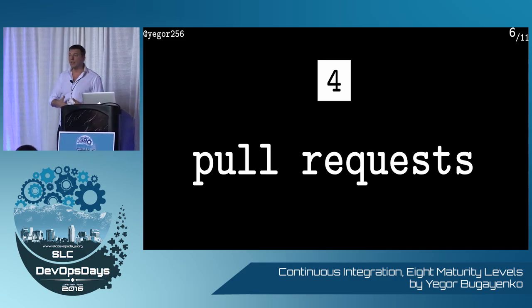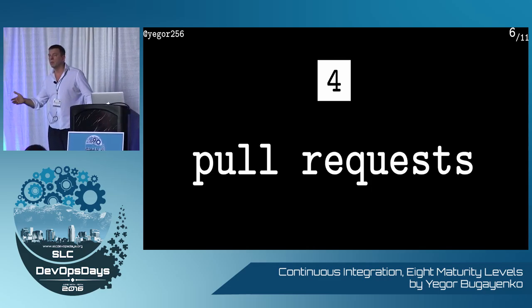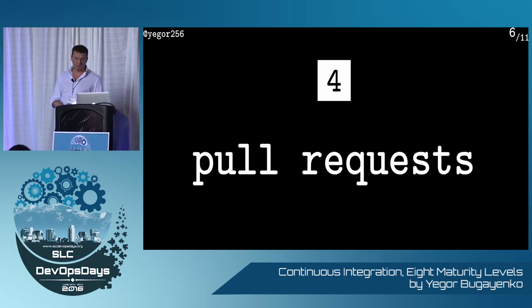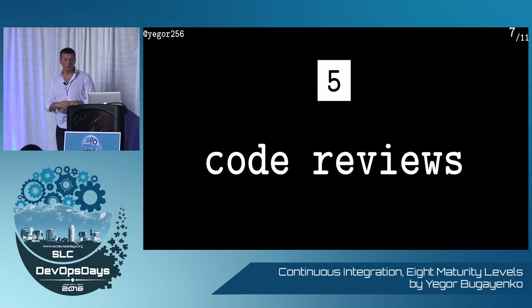So again, how to solve that? I think the solution is the same. Motivate people by successful merges. If they have successful merges, they will do all they can to put their stuff in as quickly as possible. That's level number four. Let's go to the next one. We have 8 in total. Level number 5, code reviews.